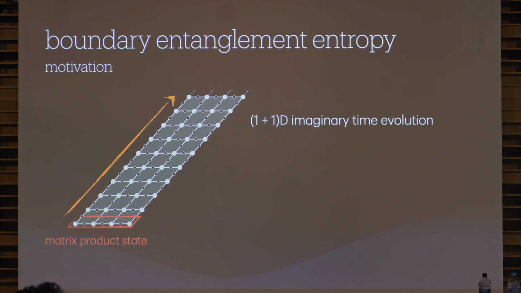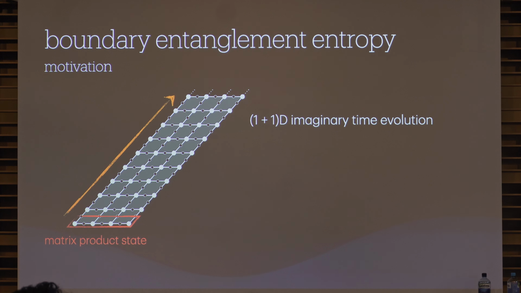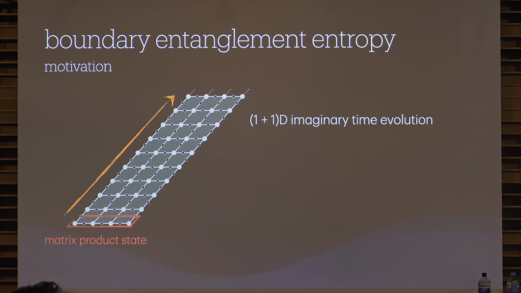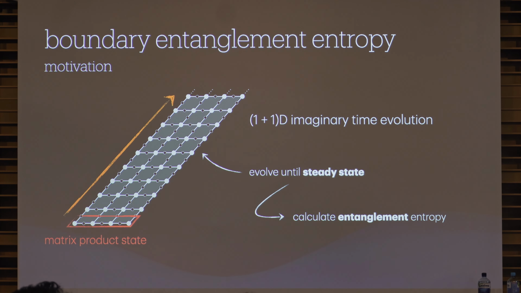And we don't want to do this now for this squared circuit, but for a very, very long stripe. And we want to evolve this for how long it takes to, at some point, hit a steady state. And this steady state, then, we want to take to calculate the entanglement entropy of it.